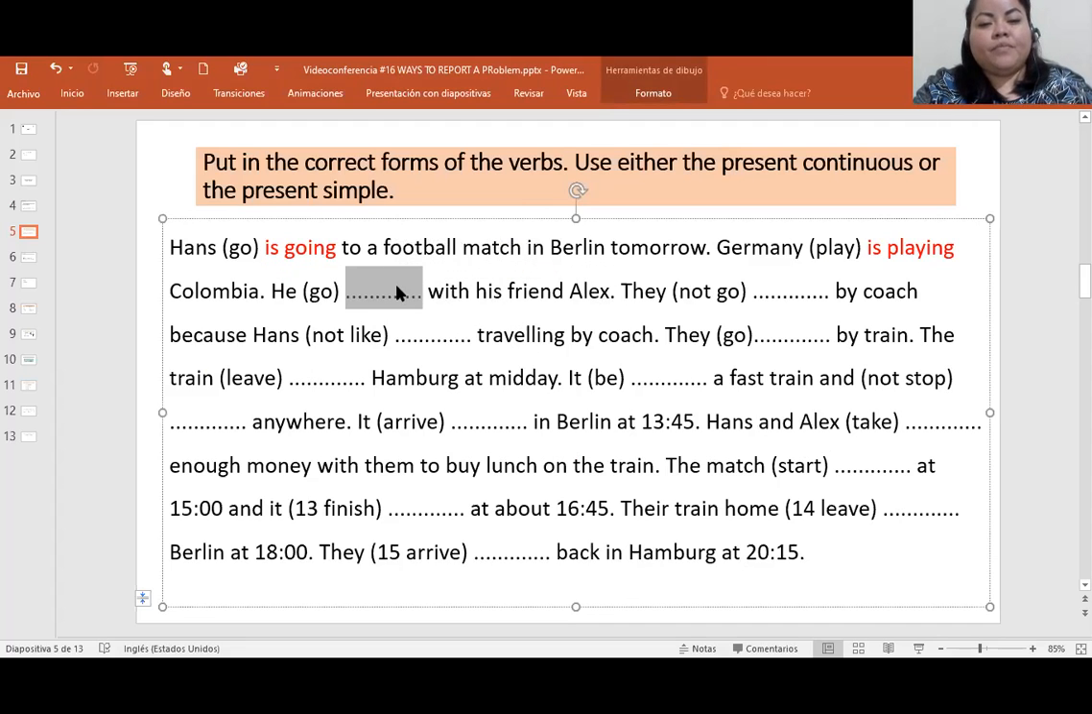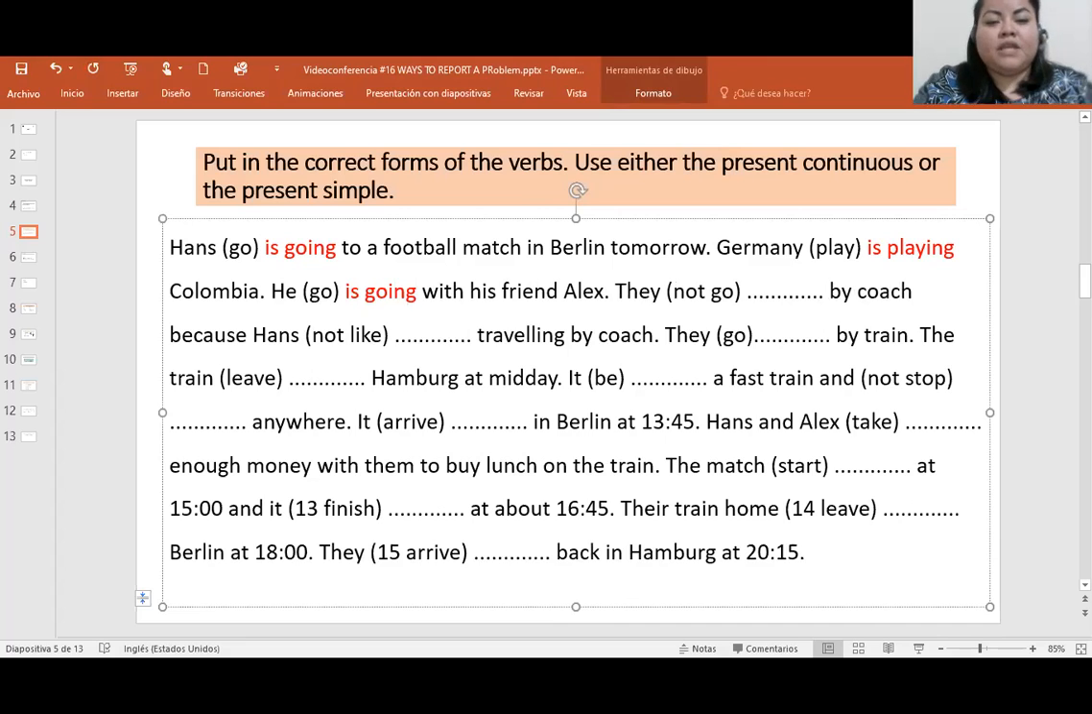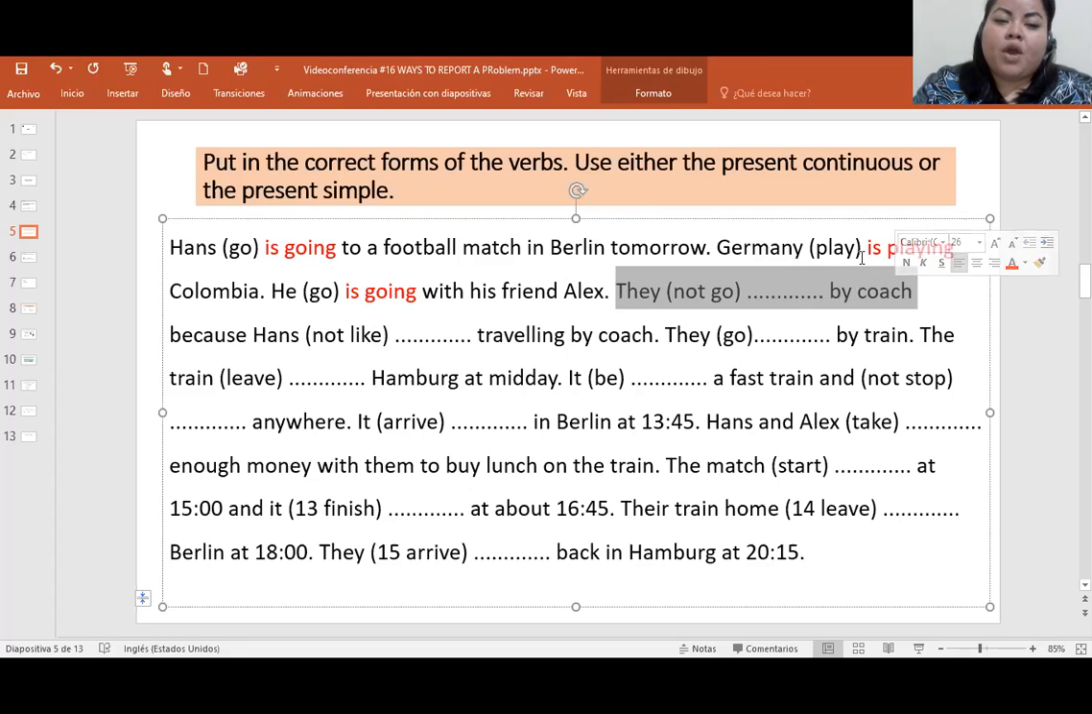He is going. He is going with his friend Alex. Okay. Then he says, they, Concepcion, they not go by coach because Hans traveling by coach. Here, pay attention to the first and the second part. They go by coach. Coach in the US.